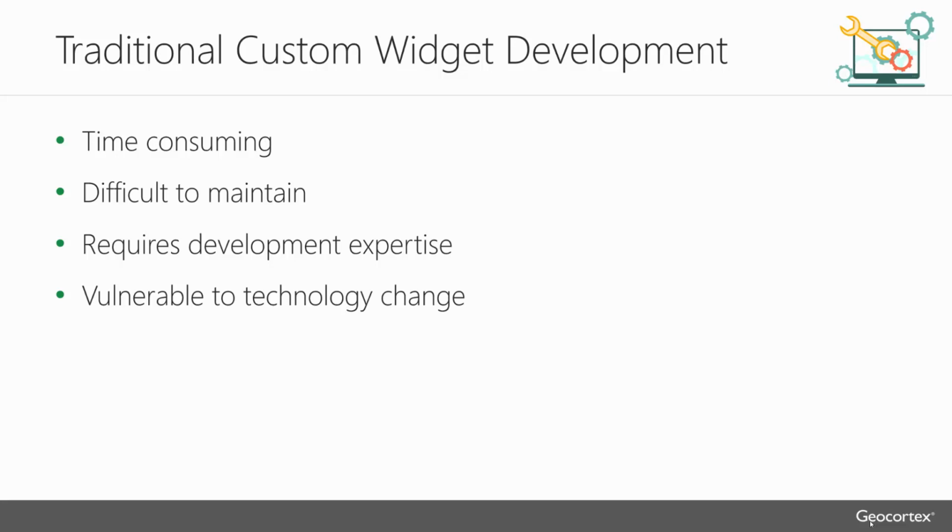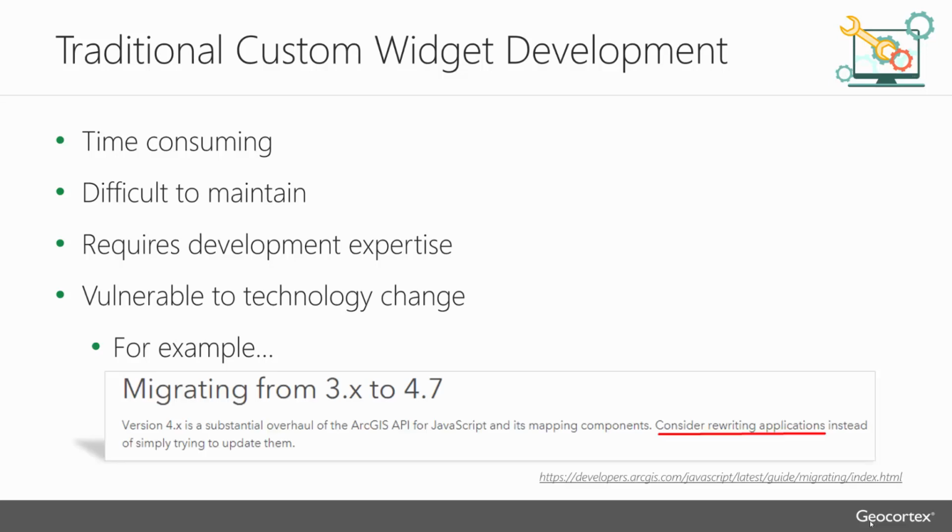And not even that, but if you do have developers, the widgets that they develop can be vulnerable to technology change. For example, when you develop a custom widget, you have to decide the version of the ArcGIS JavaScript API that you want to build on top of. Most developers use the 3.x JavaScript API because it's got the most functionality, and that's currently what the ArcGIS Online and Portal for ArcGIS versions are using and leveraging.